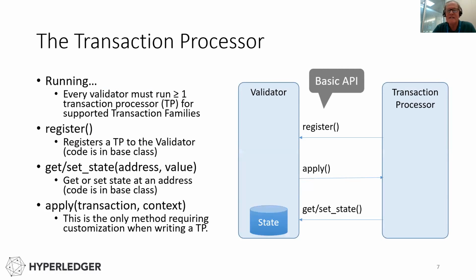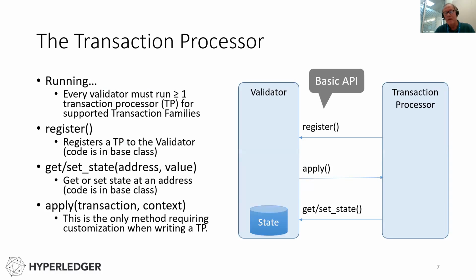The transaction processor API has basically 3 or 4 API calls. The first is register. That registers a transaction processor to the validator, so the validator knows that this transaction processor is there. Usually there are multiple transaction processors. And for efficiency, you can even have more than one transaction processor for the same transaction family, and that allows parallel processing.